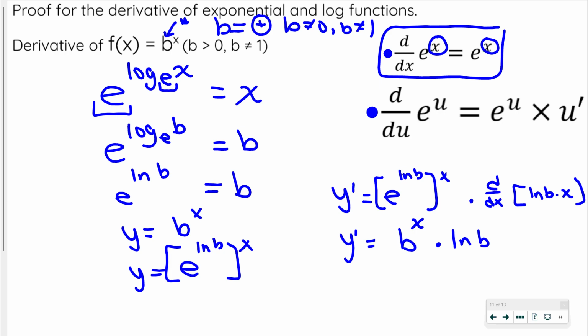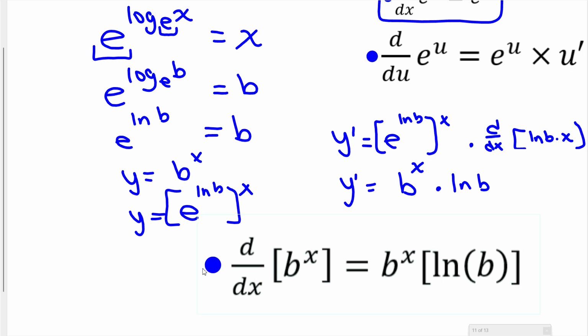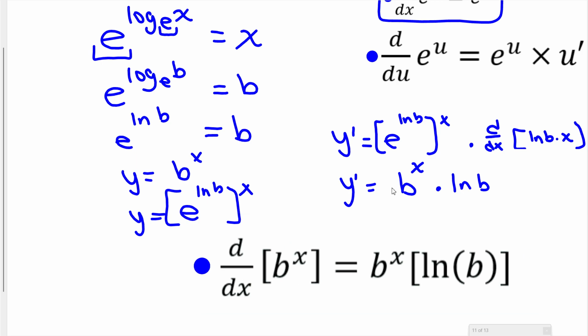So what I've done here is I have proved to you that the derivative of b to the x is b to the x multiplied by the natural log of b. So now that we have that proved, we can use it for all questions that follow, and we can use this in any subsequent proof.